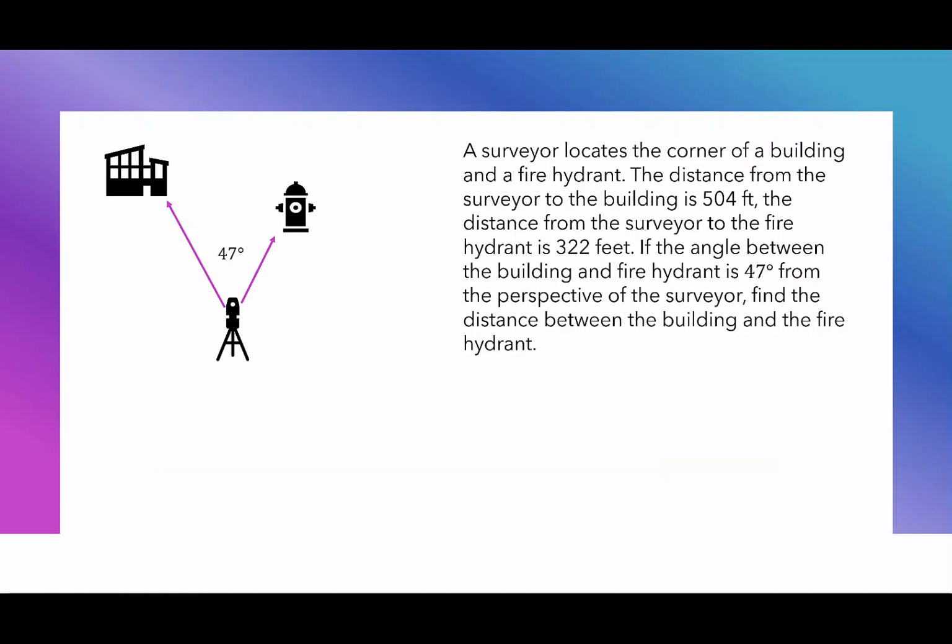Our first example says a surveyor locates the corner of a building and a fire hydrant. The distance from the surveyor to the building is 504 feet. The distance from the surveyor to the fire hydrant is 322 feet. If the angle between the building and the fire hydrant is 47 degrees from the perspective of the surveyor, find the distance between the building and the fire hydrant.